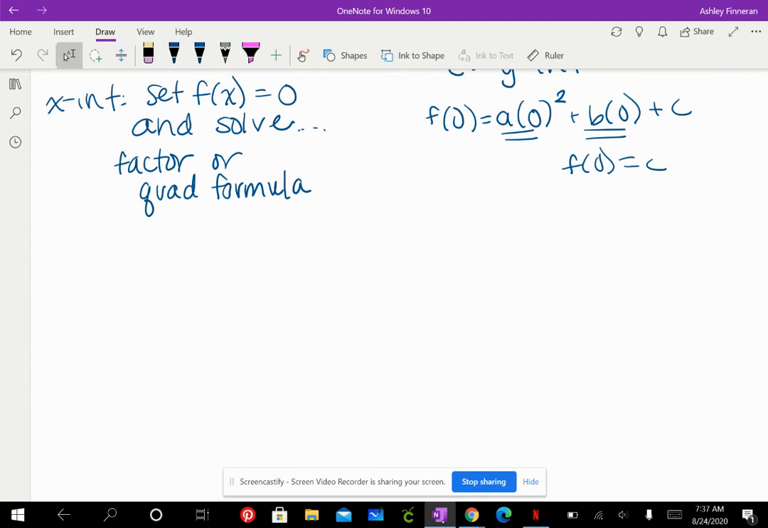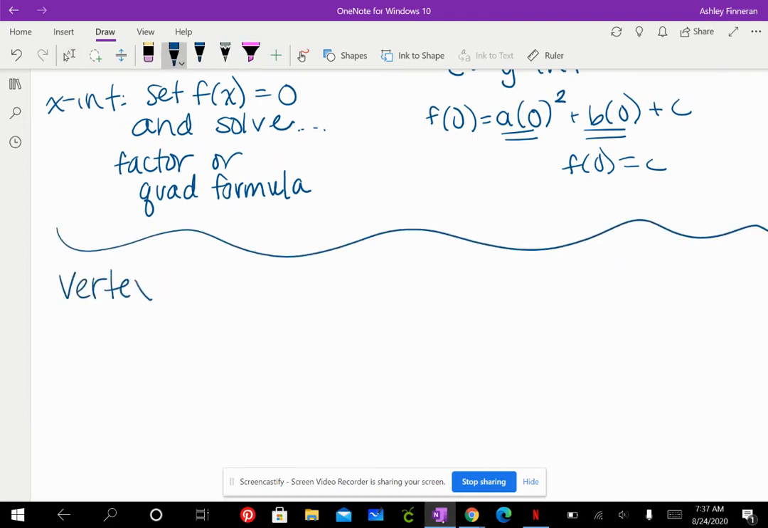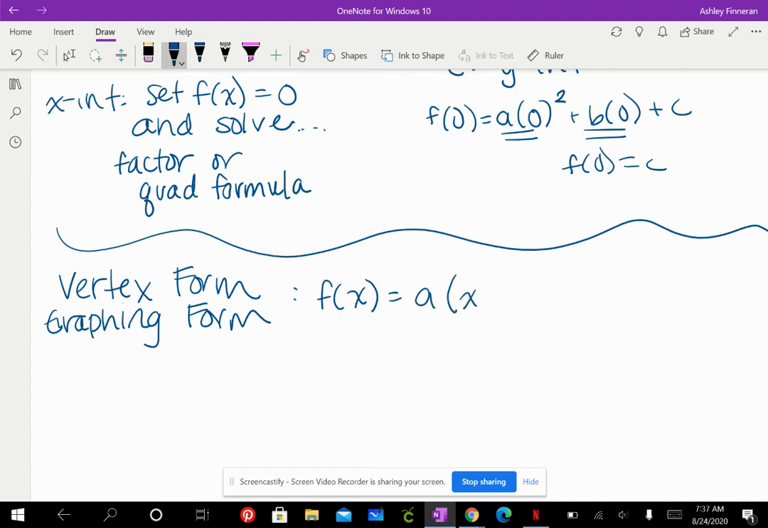All right, the next form, so there's all of that information. The next form that we're going to talk about is what we call vertex form. This is also sometimes called graphing form. And for this form, it looks like f of x equals a times x minus h squared plus k.